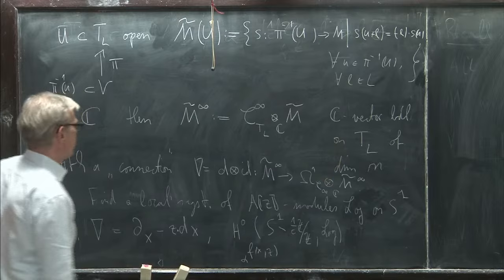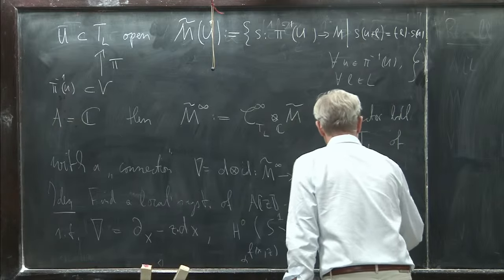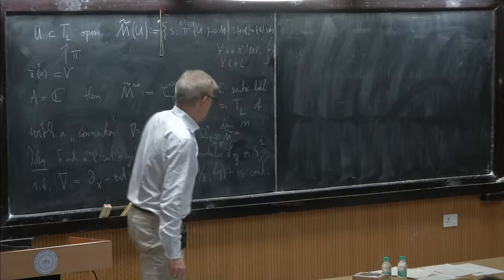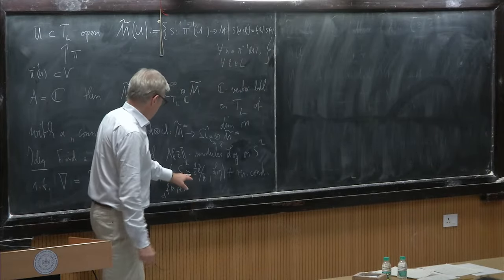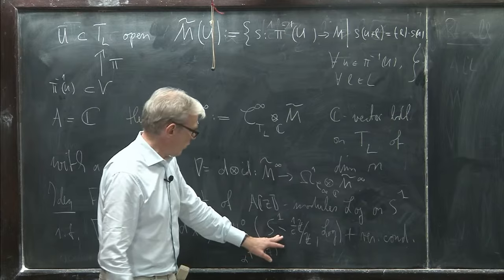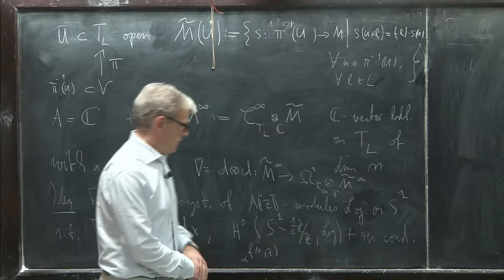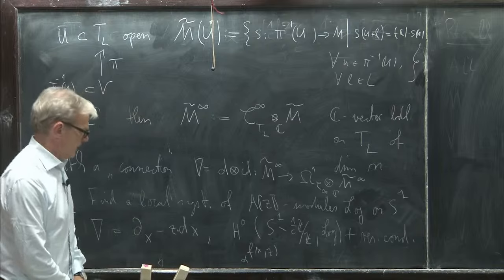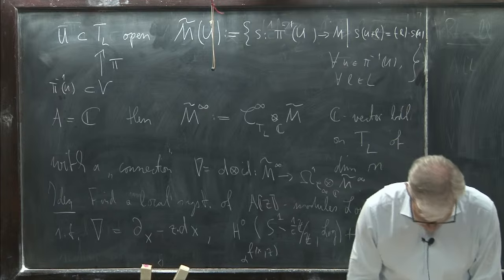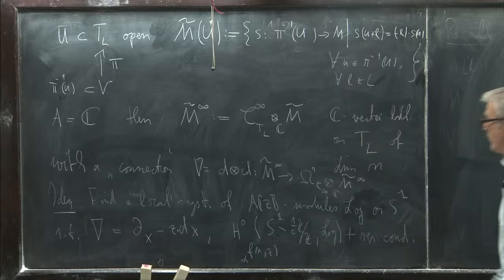This is plus a residue condition, which I'll make precise later. The condition is that it will be a section here, in general a differential form. And if you extend it to these torsion points, it should be given by these delta distributions.